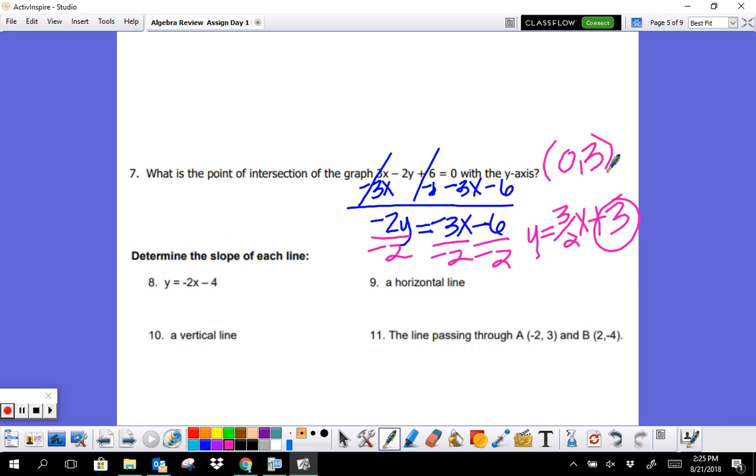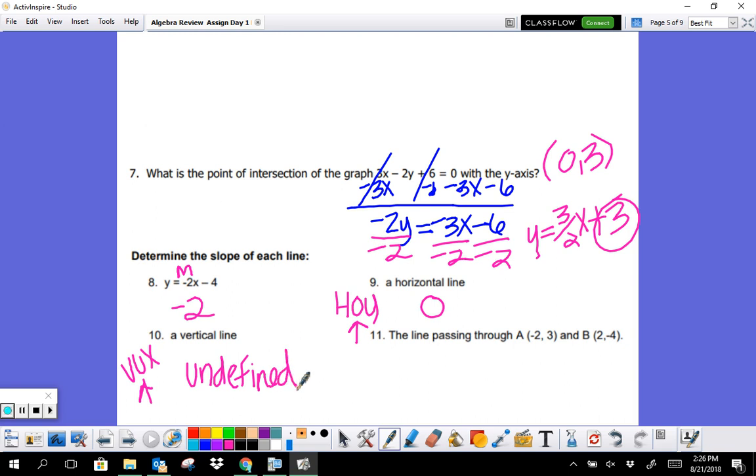Okay, number 8, determine the slope of each line of these next 4. Number 8 is already in y equals mx plus b, so m is -2. That's my slope. Slope of a horizontal line, we're going to think of HOY. And if it's a horizontal line, that O tells me that the slope is 0. Number 10, the slope of a vertical line. So we're going to think about VUX. That U tells me that the slope of a vertical line is undefined. That's why it's so important to know HOY VUX.